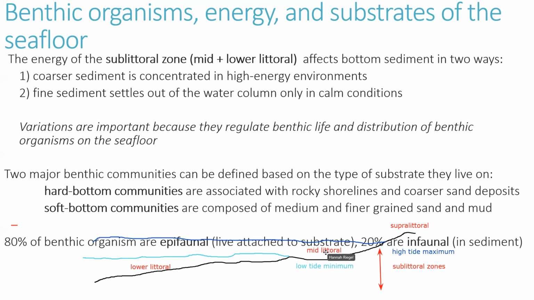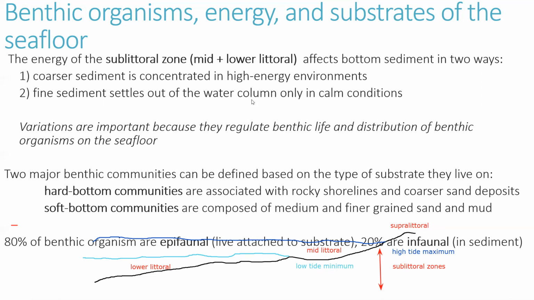So here in the mid-littoral zone, we've got more wave action, more turbulence, right? More stuff in the water. And in the lower littoral zones, we're going to have more calm conditions, so that stuff that was in the water moving about in the mid-littoral zones is going to be able to finally settle out. And therefore, there's going to be a finer sediment in the bottom. So this variation is really important because it regulates benthic life and the distribution of benthic organisms on the seafloor. So we're going to find different benthic organisms here versus here in the lower littoral.